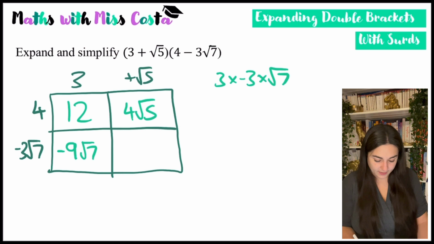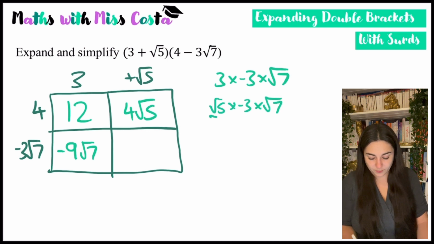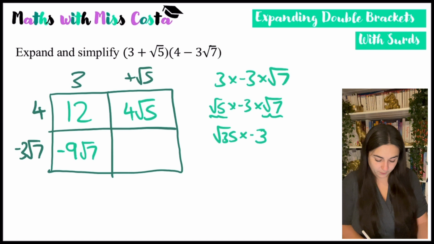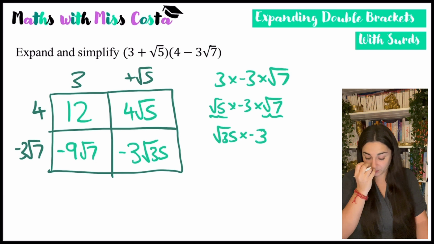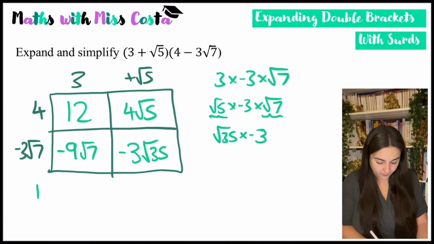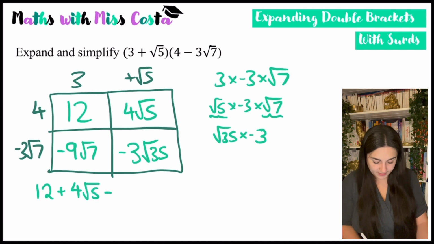And then root 5 times negative 3 times root 7. So the surds you multiply, so that would become root 35 times negative 3. So that would be negative 3 root 35. So let's see what we can do. Well, we can write that all out. So that would be 12 plus 4 root 5, take 9 root 7, take 3 root 35.